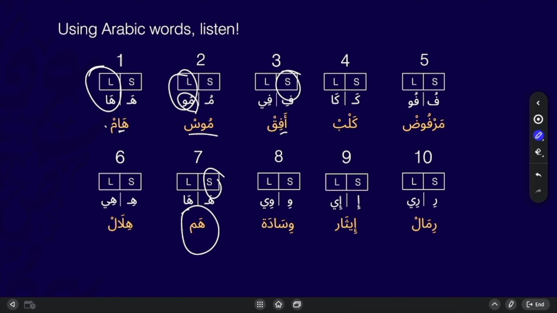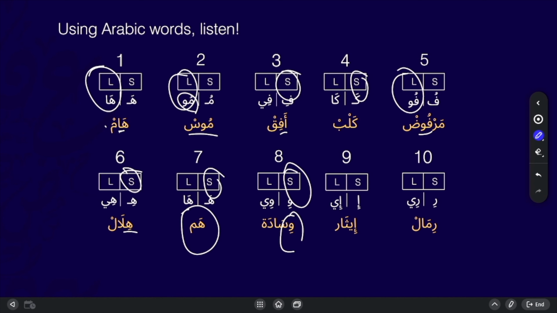You can tell here there is no ya. So that's short. The next word is kalb. Can we make ka in kalb shorter? No. So kalb is already short. Marfood. Clearly, fu is long. Hilal. I can't make it shorter. So this is a short vowel. Wisada. Similarly, I can't make it shorter, so that's a short vowel.